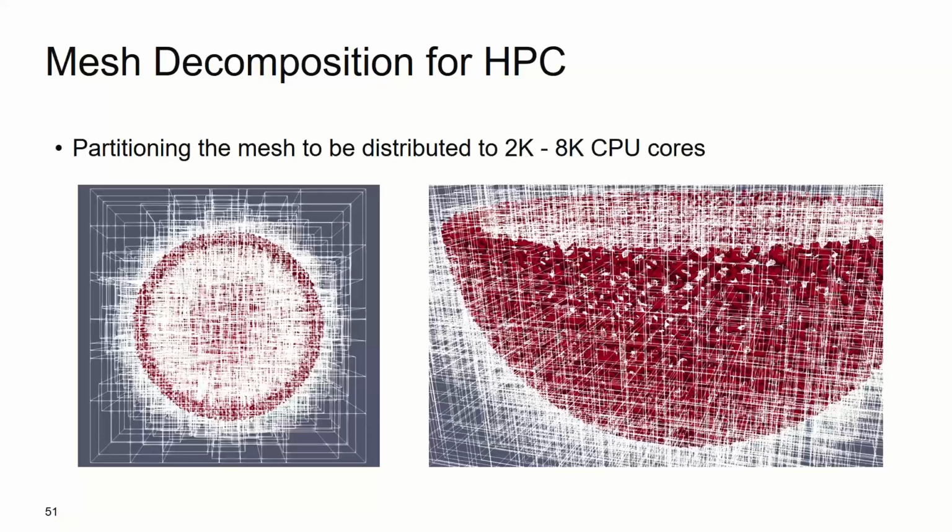The next step is mesh decomposition using the HPDDM library and also PETSc. In this case, what you see here is the mesh being decomposed and distributed to around 2,000 CPU cores. We did it this way also to have a more valid strong scaling benchmark.